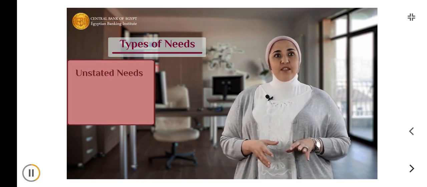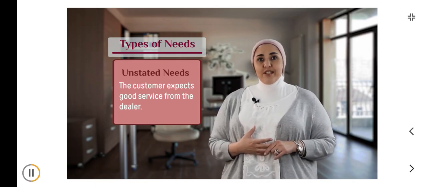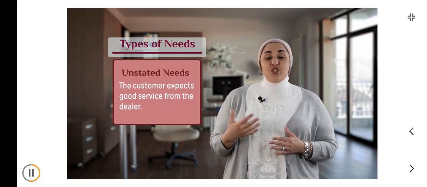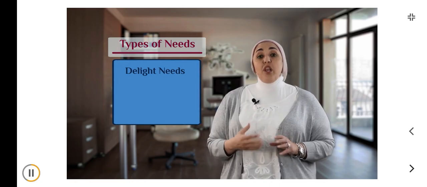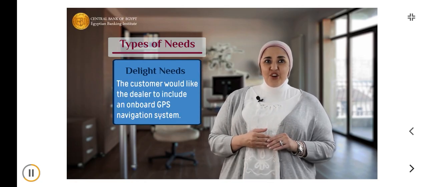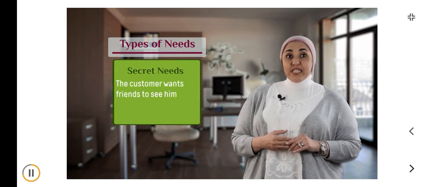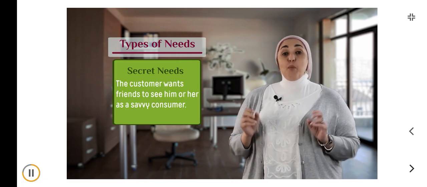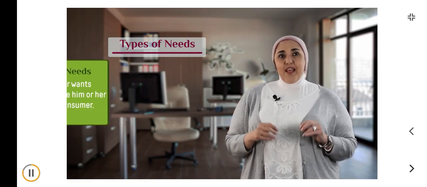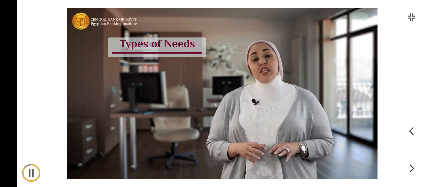The unstated needs mean the customer expects good service from the dealer. He expects to get a higher customer care level. The delight needs are when the customer wants extra things in the car, like an onboard GPS. The secret needs: he wants to be treated as an important and savvy customer. These 5 types of needs are very important for us to know when we are trying to make sales.